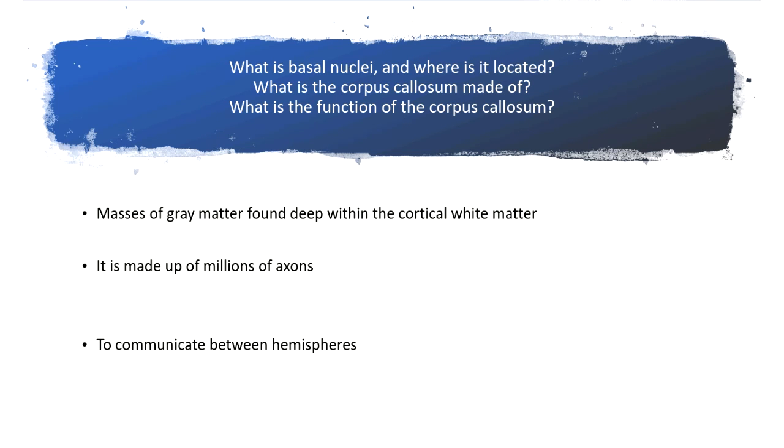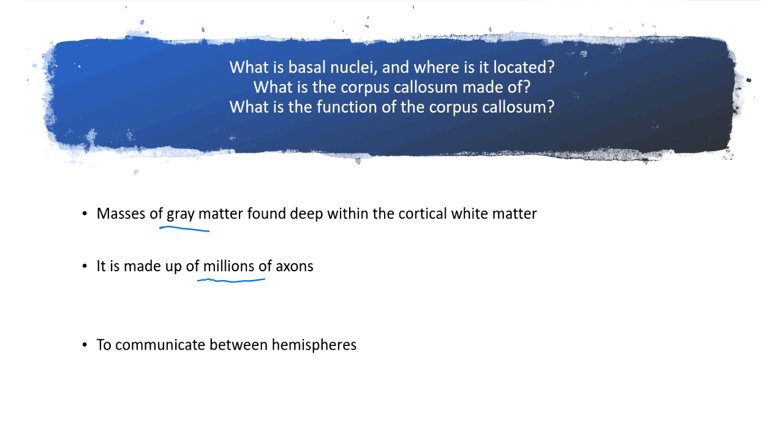Okay. What is the basal nuclei and where is it located? It's just a mass of gray matter found deep within the cortical white matter. The corpus callosum is literally how the left and right brain communicate with one another. And that is just made up of millions of axons. Okay, and the function is to communicate between hemispheres.